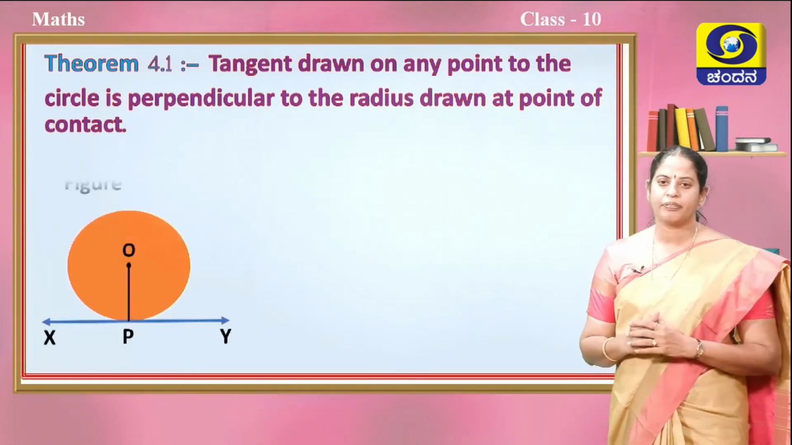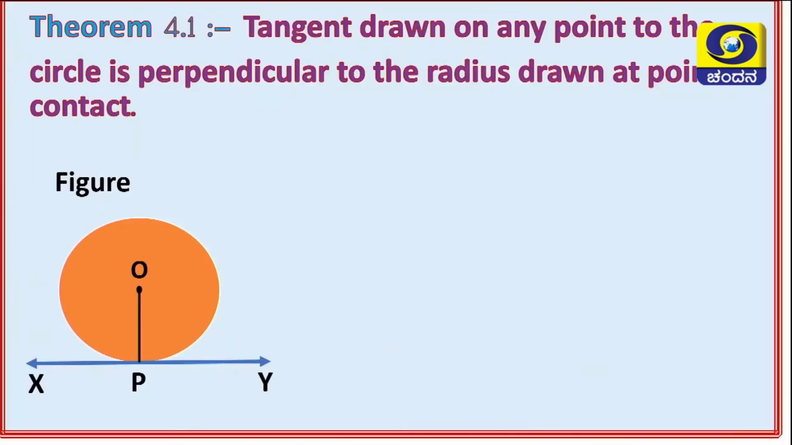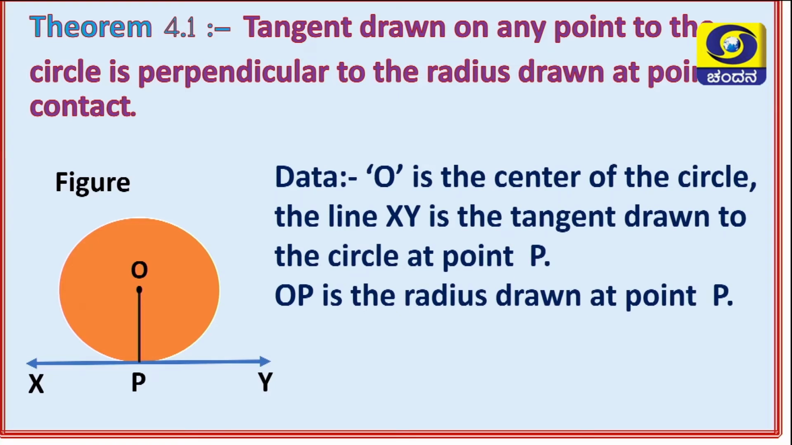How to prove this? First, let us draw a figure with the help of the data. O is the circle. We name the circle with its center. Yes, O is the circle and P is the point of contact between the tangent xy and the circle. OP is the radius drawn at the point of contact. This is the data given, and we have written the data in sentences also. O is the center of the circle, the line xy is the tangent drawn to the circle at point P, OP is the radius drawn at point P.